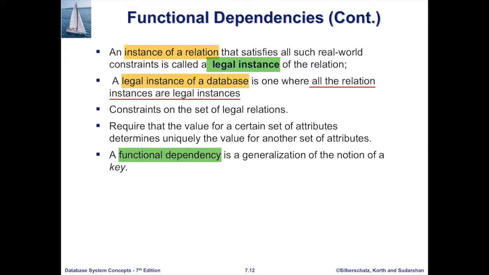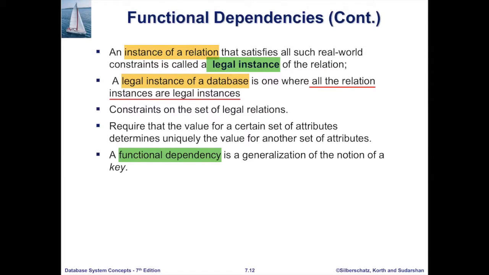Okay? So, a generalization is on the second item, which is called a legal instance of a database. So, it's a legal instance of the database if lahat ng relation instances are legal instances. So, snapshot ng buong database, including all the tables, satisfies all the constraints. Then, that is called a legal instance of a database.